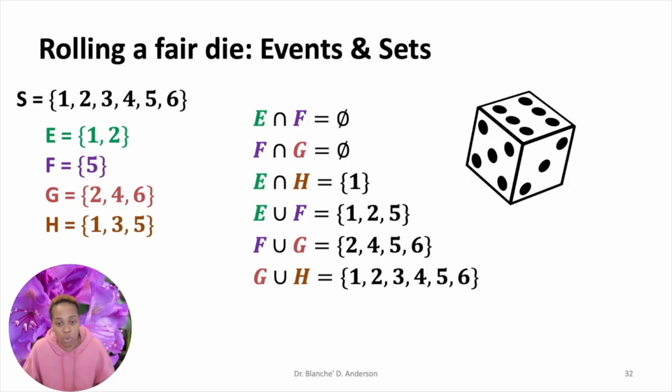And then G union H. That ends up matching the sample space, right? G is rolling an even number, or you roll an odd number, which is event H. And so when I union those two events, I get 1 through 6, which matches the sample space, which again means that this event is certain because it matches. It's going to happen.